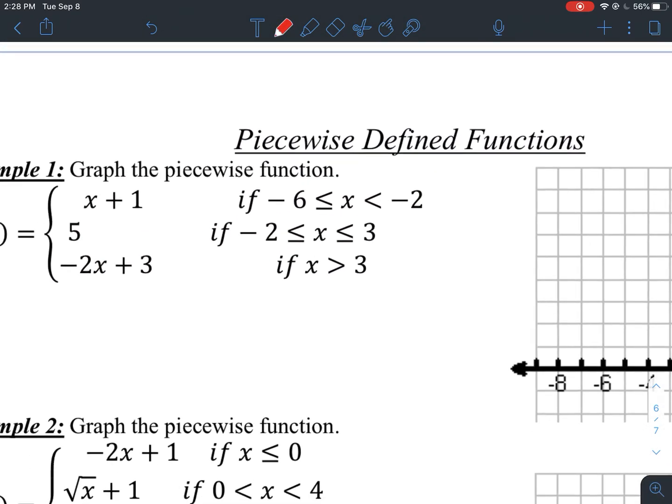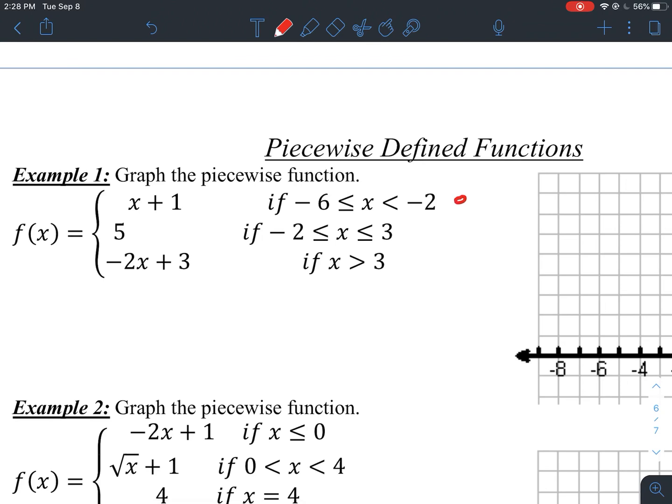So in the first one, I'm going to use 3 different colors here. I'm going to use red for the first one. I'm going to graph the function x plus 1, but only between these x's. Okay, and important to note, at negative 6, we'll get a closed circle. At negative 2 will be an open circle.